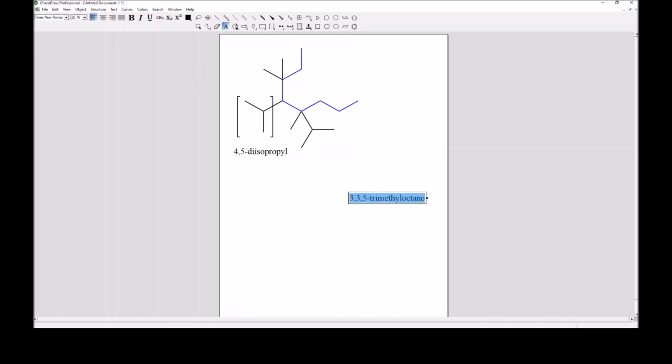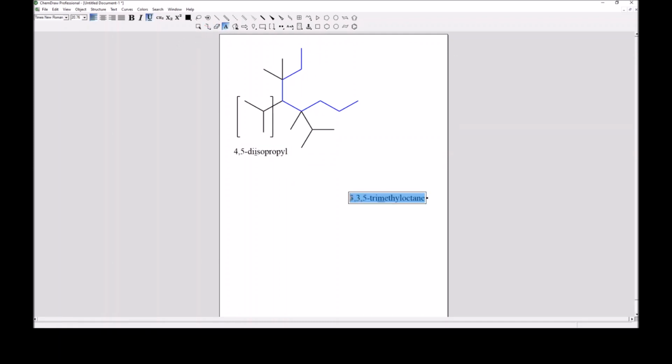Alphabetically, the tri refers to a number, so we don't use that to alphabetize. Instead, we use the M. This is M for methyl. And this one, the di, refers to a number. The iso doesn't tell us anything about numbers. It just is the name they gave it. So we use that to alphabetize. So this I comes before this M.